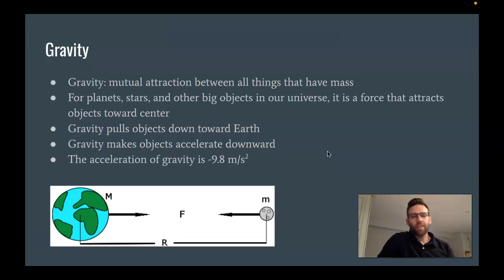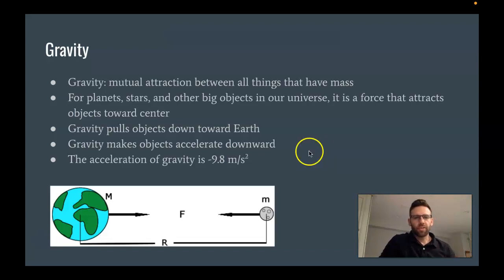So gravity. Gravity is a mutual attraction between all things that have mass. Now, believe it or not, different things that we see in our everyday life have some gravitational force between them and they're attracted to each other. We don't really see that for smaller objects, even objects that are the size of us or buildings or things like that. For us to really see the force of gravity, we have to be looking at much bigger things. So we might talk about planets and stars and other big objects in our universe. Those are examples where you'll see the force of gravity attracting things towards each other.